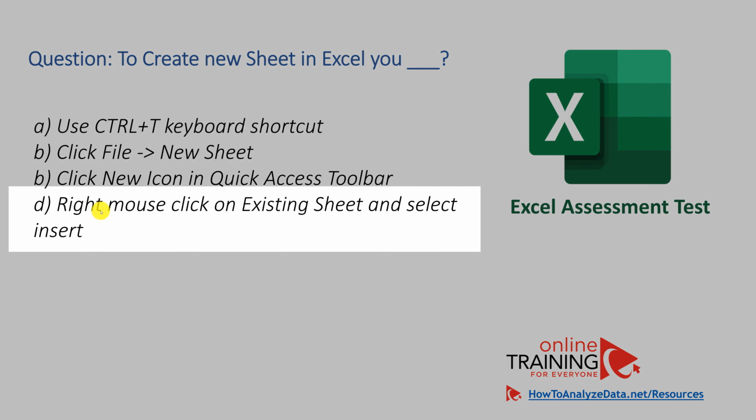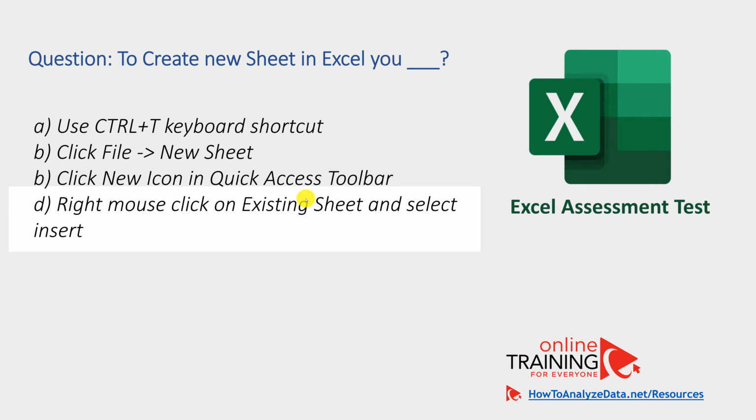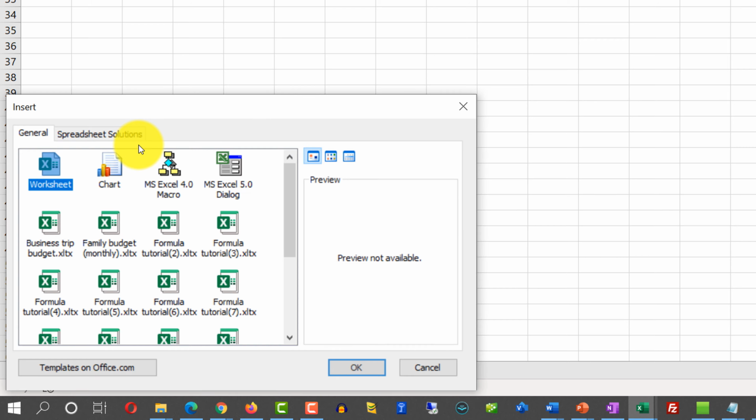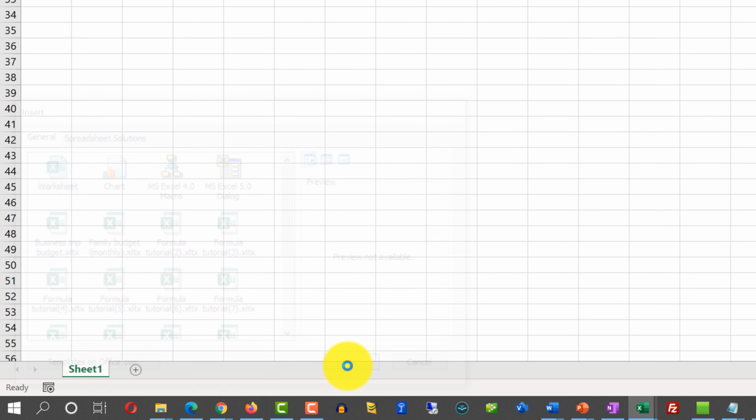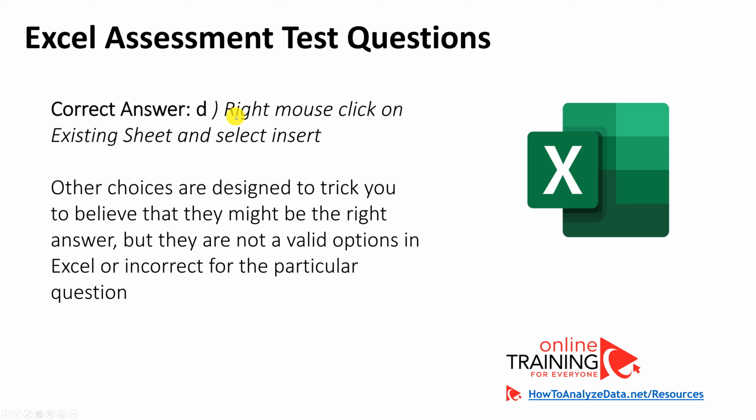So through the method of exclusion, we came to choice D, which is right mouse click on existing sheet and select Insert. To create a new sheet in Excel, you right mouse click on Sheet1, click Insert, and select Worksheet. And that added a new worksheet into the Excel spreadsheet. So the right choice here is choice D, right mouse click on existing sheet and select Insert. Other choices are designed to trick you to believe that they might be the right answer, but they are not valid options in Excel or incorrect for this particular question.